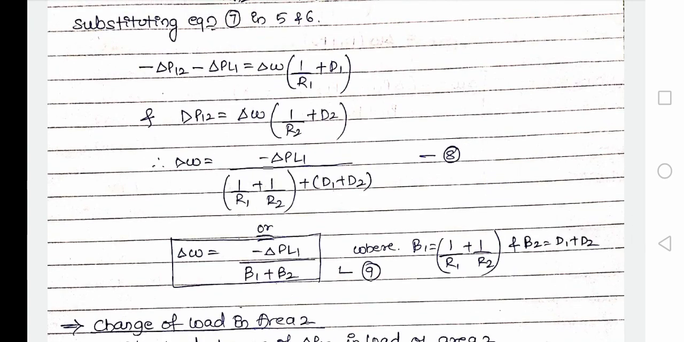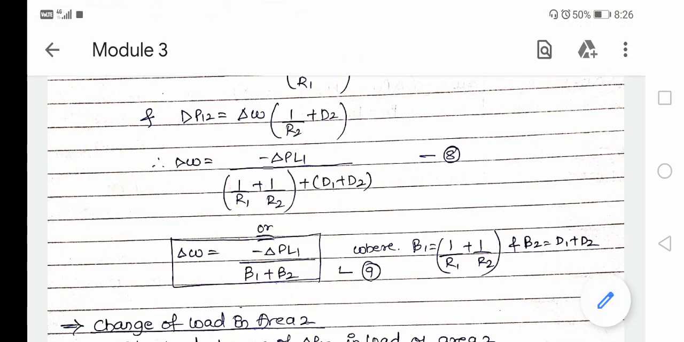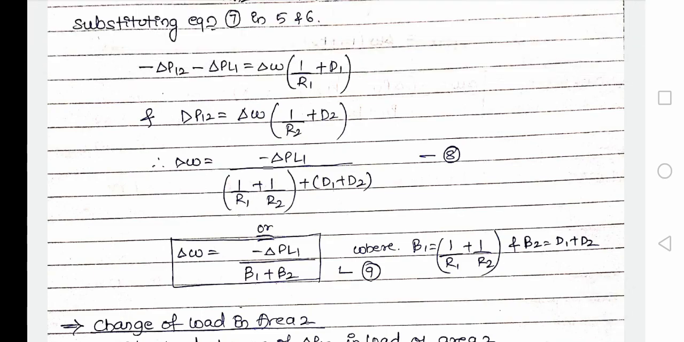So if you take delta omega on the other side, then we are left with delta PL1 divided by (1 divided by R1 plus 1 divided by R2 plus D1 plus D2).